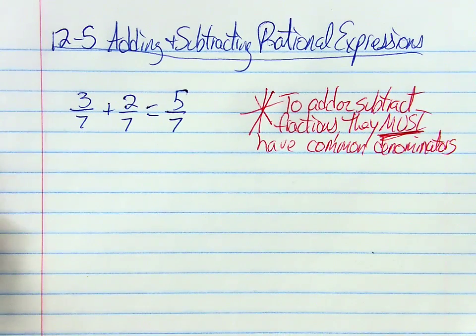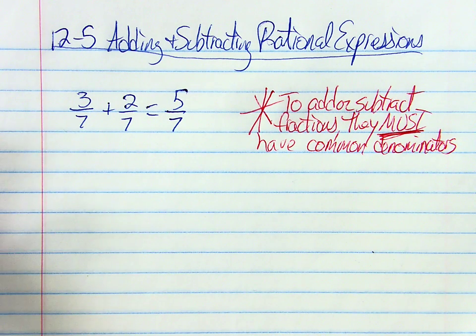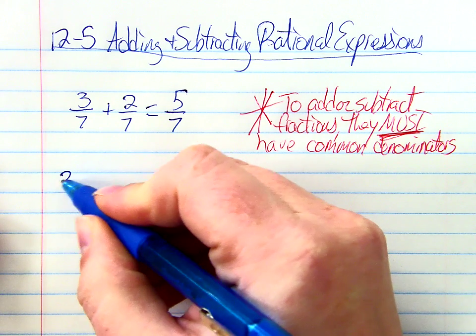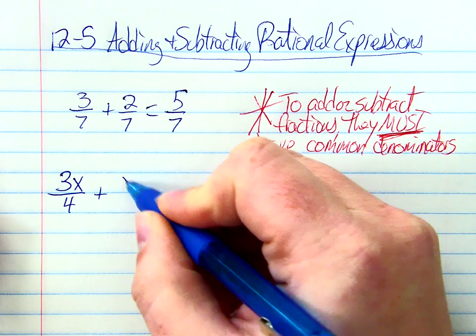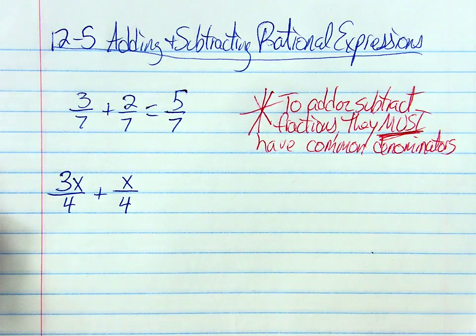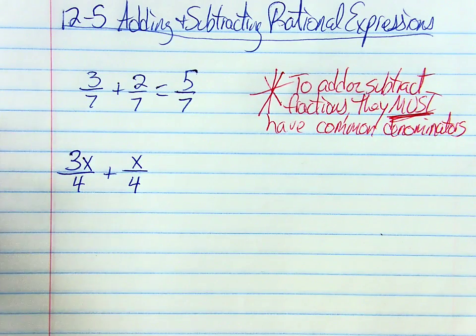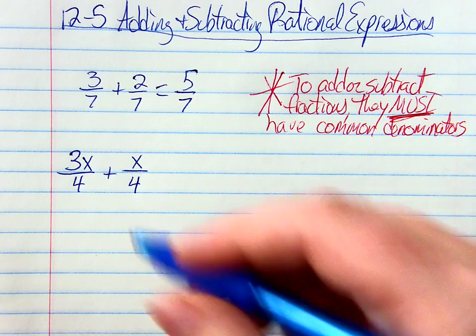So let me give you one that has some polynomials in it. Let's say I gave you something like 3x over 4 plus x over 4. Well, right now you have common denominators, so life is pretty easy. All you have to do is the same as when you were adding just numbers. I'm going to add my numerators and keep the denominator the same. So guys, what does this get me?